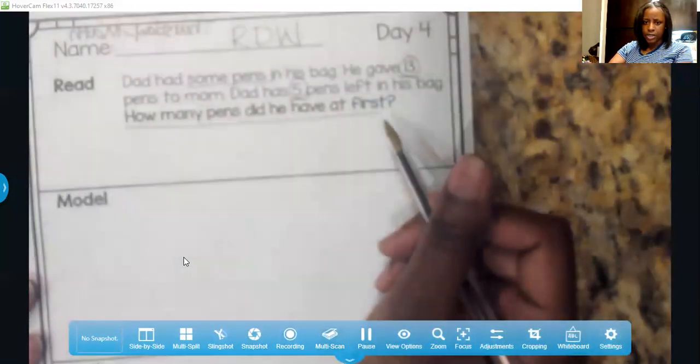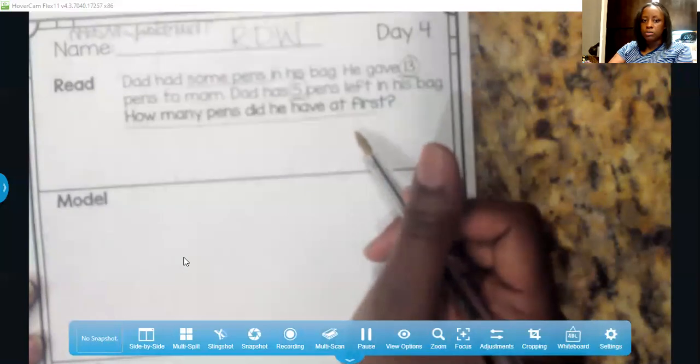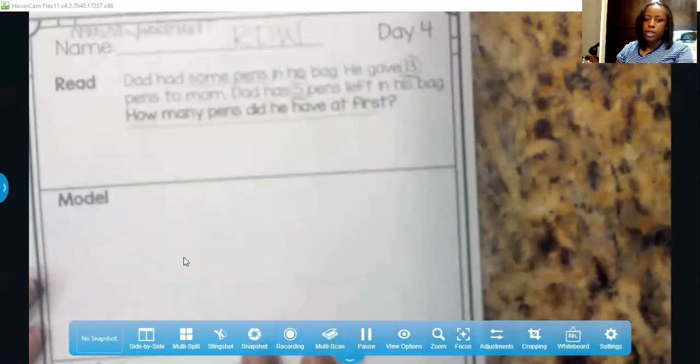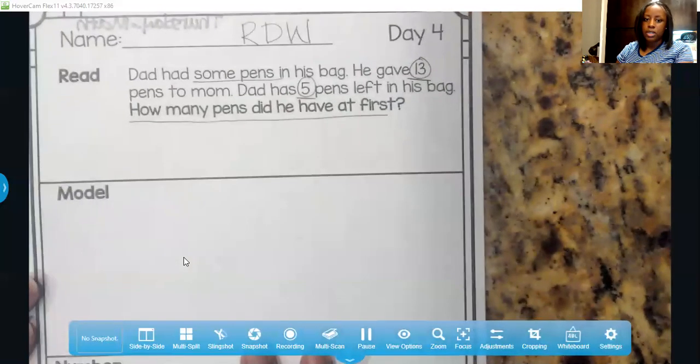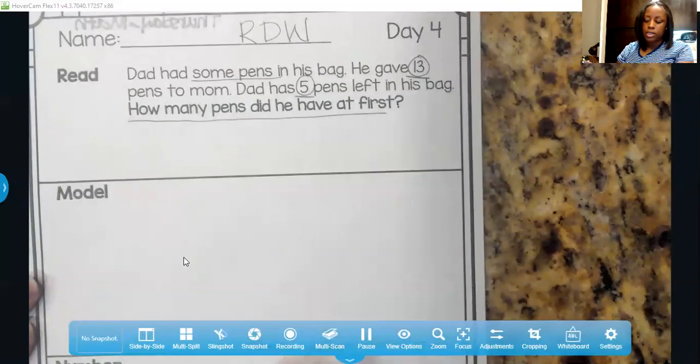These parts that I underlined and circled are the most important parts of this word problem. So I'll give you a minute to look at what I did, and then your job is to solve this problem, model it, show me the number, and then show me the words that you would write to answer that problem, and we'll check it tomorrow.